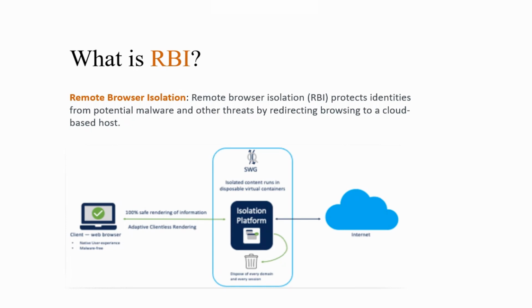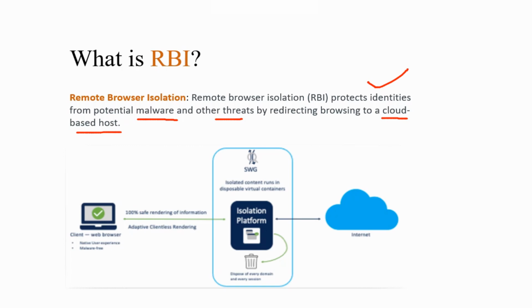Okay, so RBI stands for Remote Browser Isolation. It protects identities from potential malware and other threats by redirecting browsing to a cloud-based host. So in a nutshell, let's say there are specific destinations that you want your end users to access, but you want to isolate those destinations.